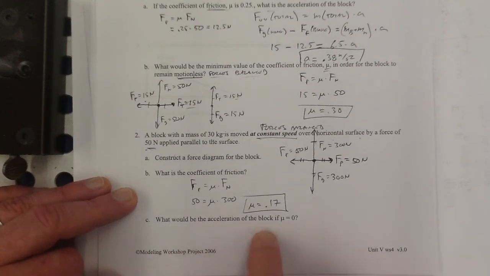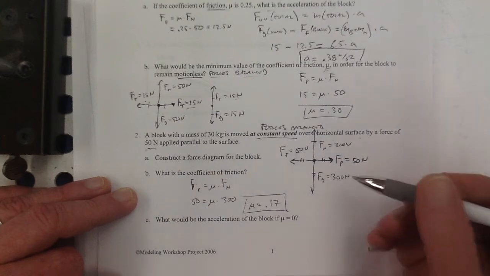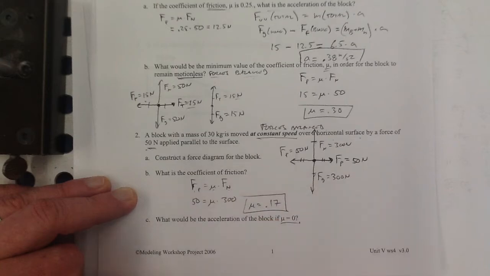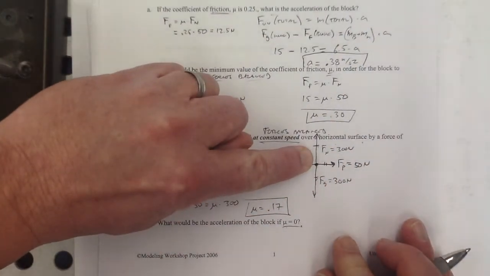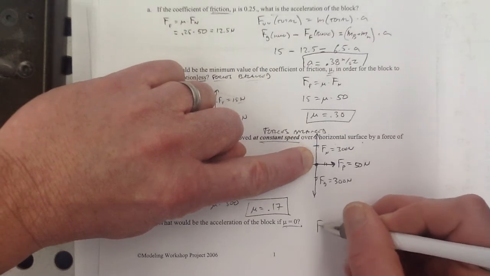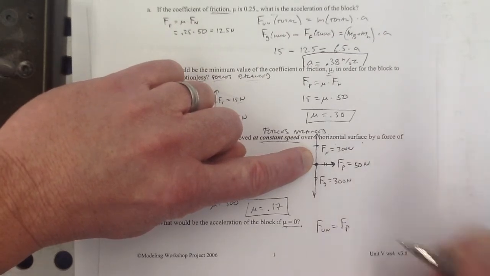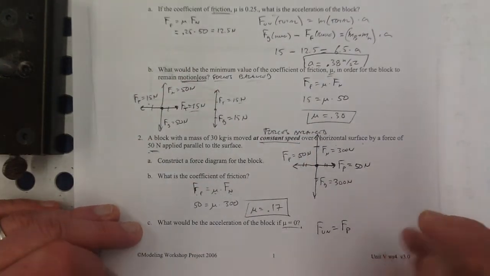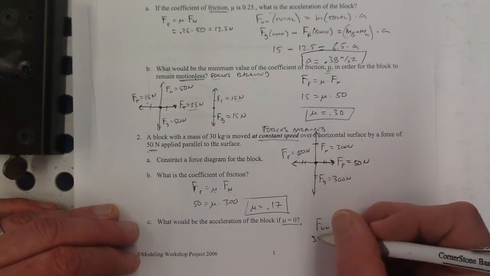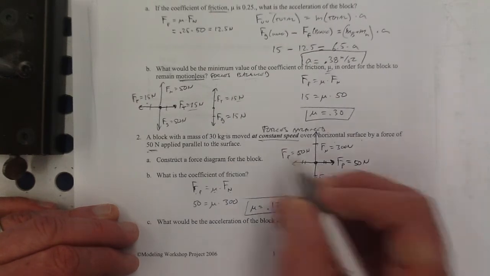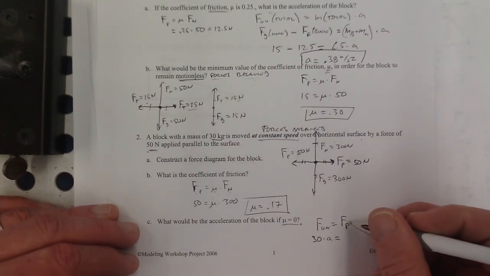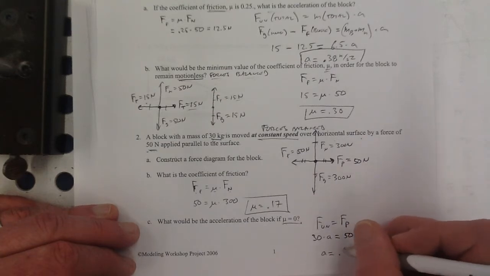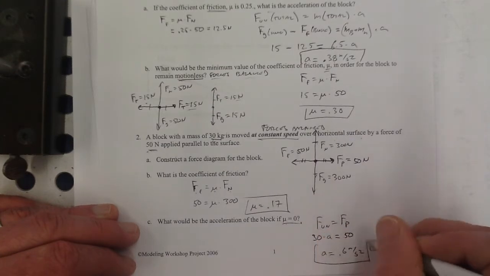What would the acceleration of the block be if mu was 0? Well, if mu is 0, then there's no friction force. Mu equals 0 means friction is 0. So that would go away, and that would mean that the unbalanced force would just be that push, nothing else, no friction. So that's unbalanced force equals mass times acceleration. That's the mass in kilograms. The force of push is 50, so the acceleration would be 0.6 meters per second squared.